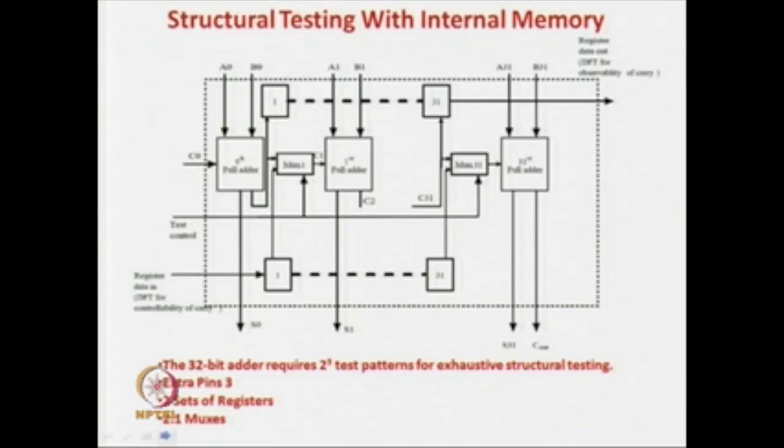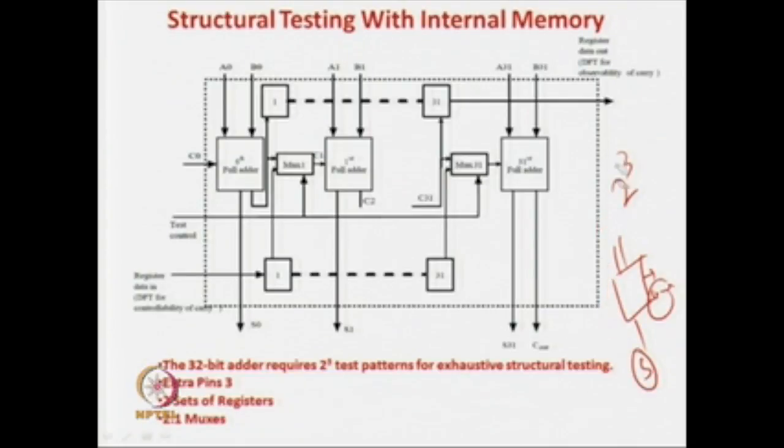To test it, as you know, the full adder has 3 inputs: A, B, and the carry input. Then you have the sum and the carry out. So we have to apply these 3 inputs, that is 2 to the power 3 input patterns, per full adder, and then observe 2 outputs, the sum out and the carry out.